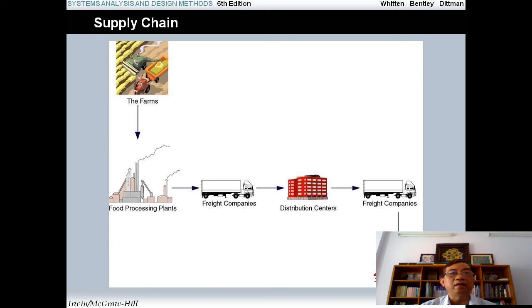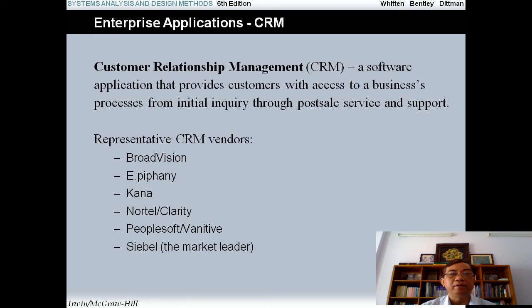Now I go to enterprise application CRM. CRM stands for Customer Relationship Management, a software application that provides customers with access to a business process from initial inquiry through post-sale service and support. And we have many CRM vendors like Vantive, Kana, and so forth.